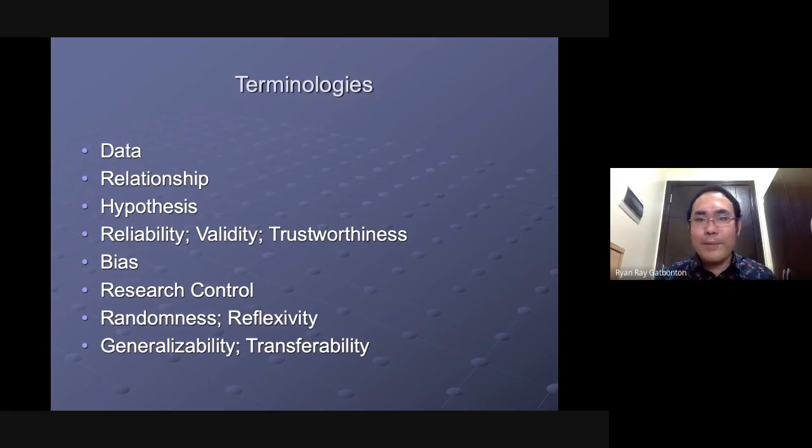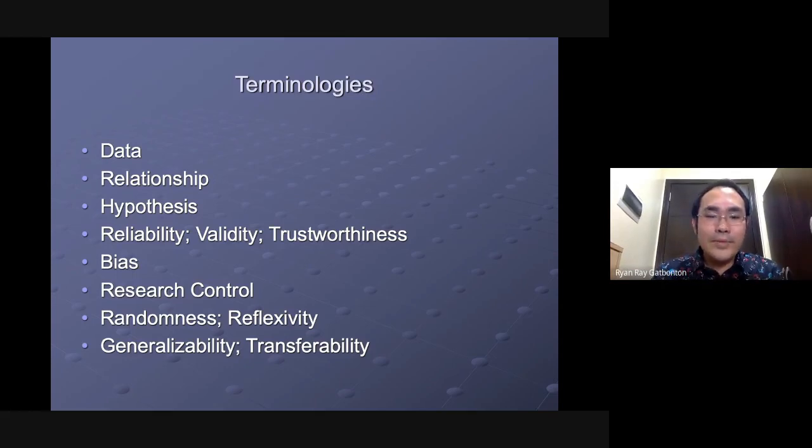Pero kung ikaw ay open-minded, you open your mind to other possibilities for this particular phenomenon na ino-observe mo, then you can get much more from what the person is saying. So that's how reflexivity is important in qualitative research.